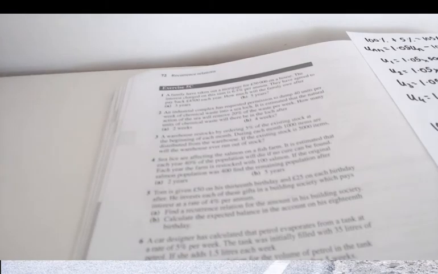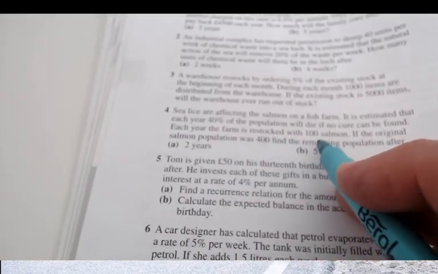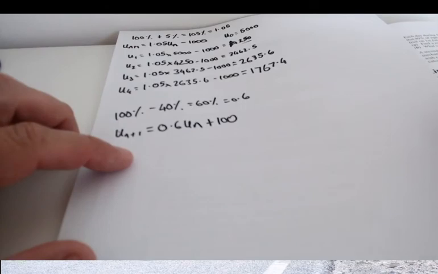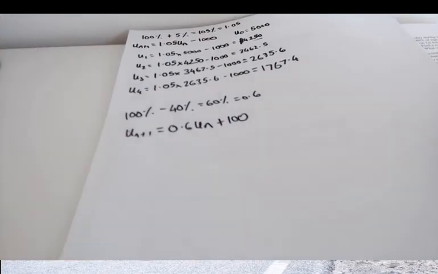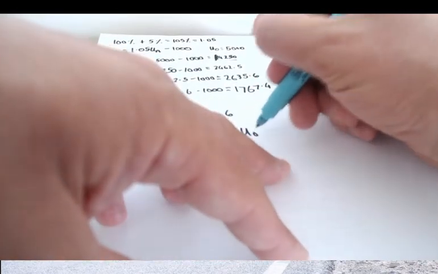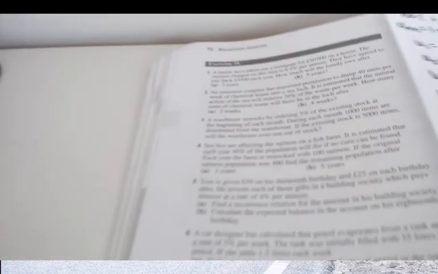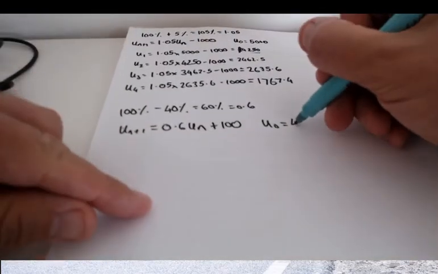Let's go back into the question. Each year the farm is restocked with 100 salmon. So each year they add in 100 salmon. So I've got my recurrence relation. What about U0? If the original salmon population was 400. There we go.